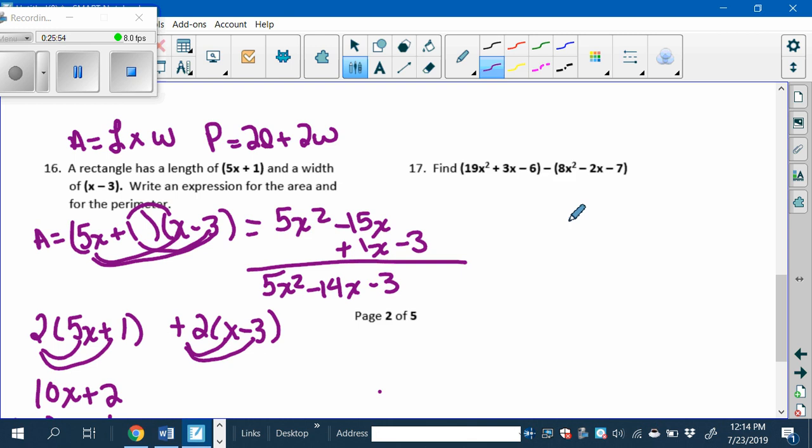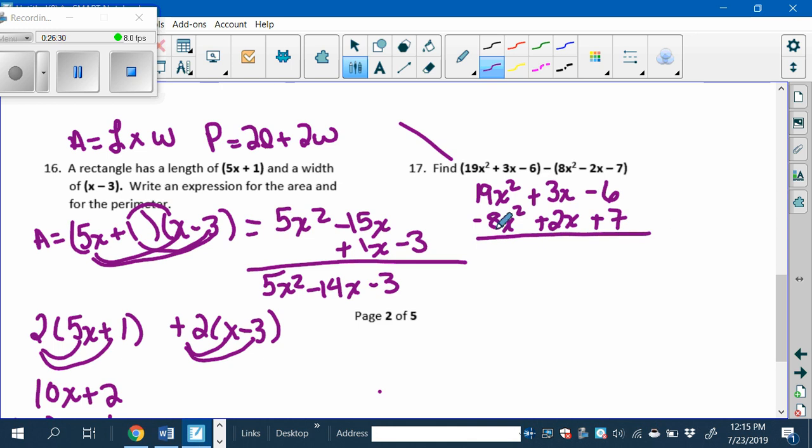Okay, so when we are adding and subtracting, remember that our exponents do not change. When we're subtracting, we're adding the opposite. So what I do is I leave everything the same for the first one, right? So that's 19x squared plus 3x minus 6. And then I add the opposite. So I change every single one of these signs to its opposite. So this is a positive 8x squared, so that becomes a negative 8x squared. This is a negative 2x, so that becomes a positive 2x. So the negative 7 becomes a positive 7.